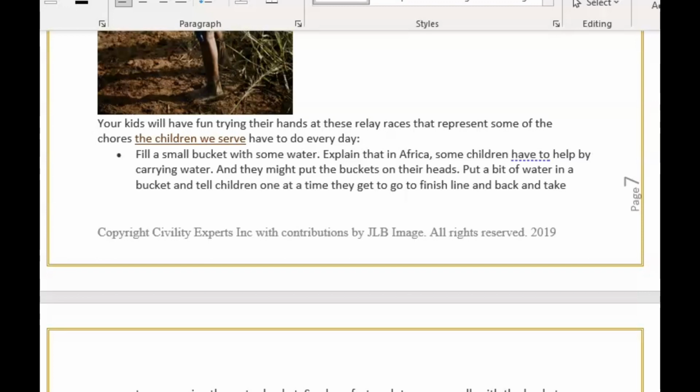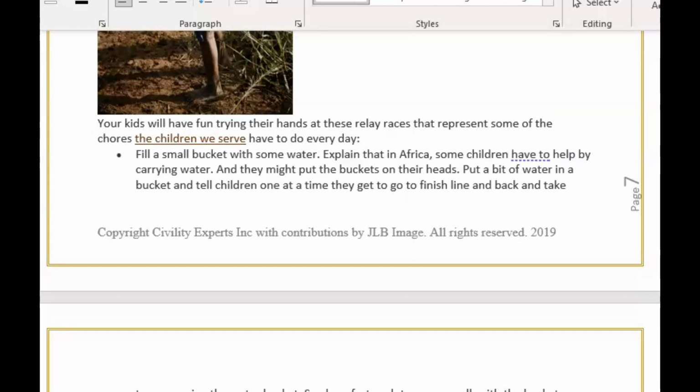And we can ask them things like, what do we do in our culture or country? In some countries, they fish. They use fish. So you could get the little fishing rods with magnets on the end and put little magnetic fish in a bucket and let the children fish. And each person on the team has to catch a fish as part of the relay.